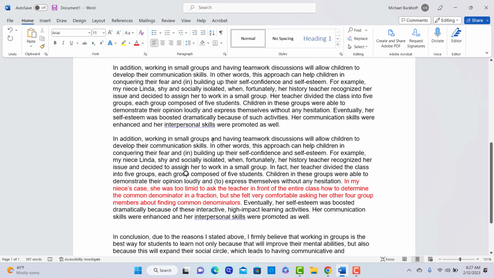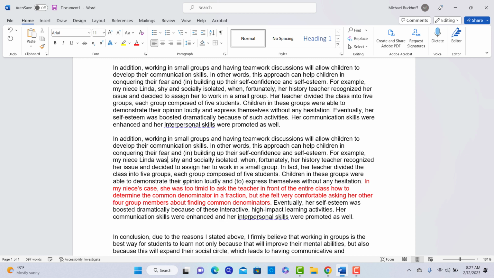So in addition, working in small groups and having teamwork discussions will allow children to develop their communication skills. In other words, this approach can help children in conquering their fear and in building up their self-confidence and self-esteem. For example, my niece Linda, shy and socially isolated, okay, my niece Linda, I got to put a verb in there, that's my mistake. For example, my niece Linda was shy and socially isolated when fortunately her history teacher recognized her issue and decided to assign her to work in a small group.